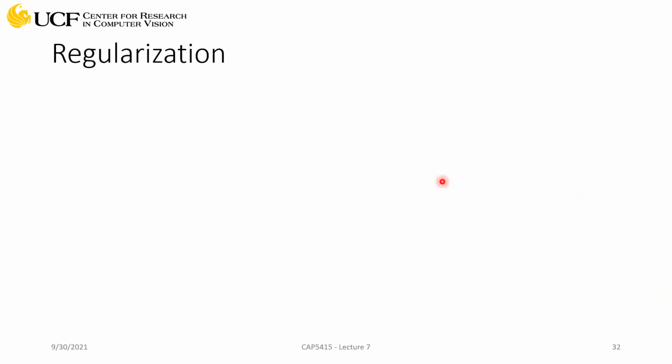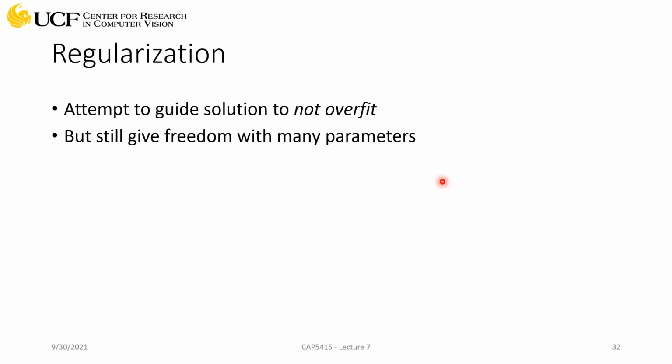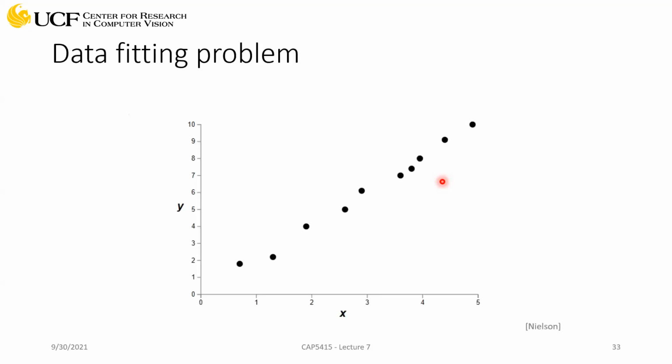So the other strategy we can use is regularization. Regularization is an attempt so that our network is not able to overfit on the training samples. The idea is allowing the network to use as many parameters as it can. So we don't have to compromise regarding the size of the network or the amount of parameters we want to use, but still we don't want to overfit. And that's why we need regularization.